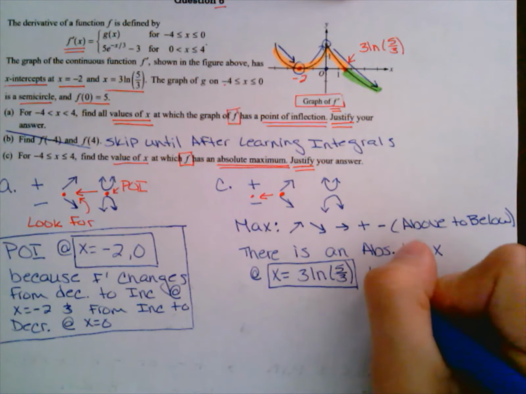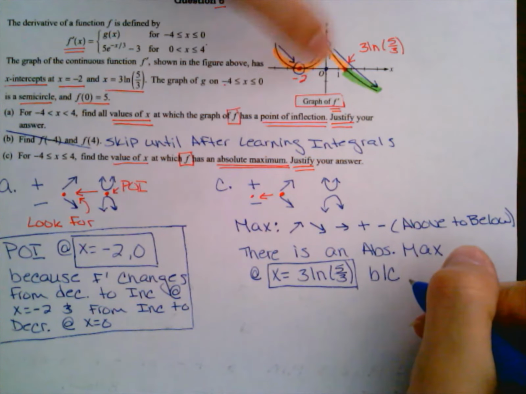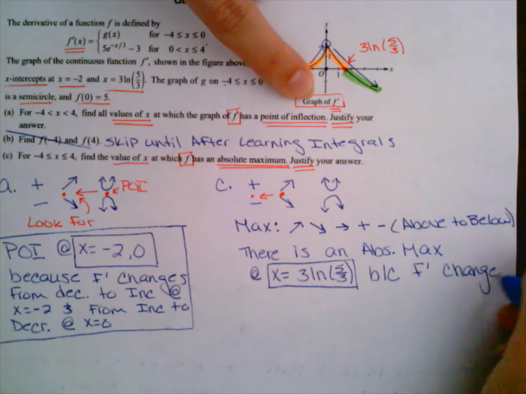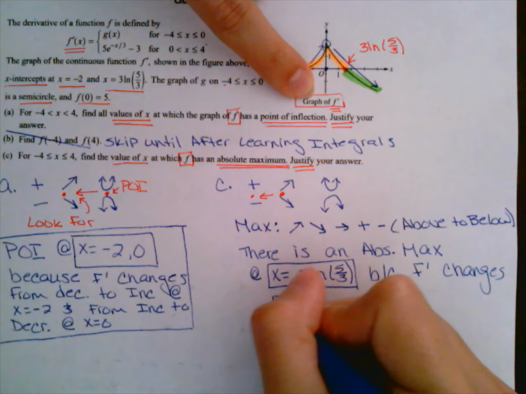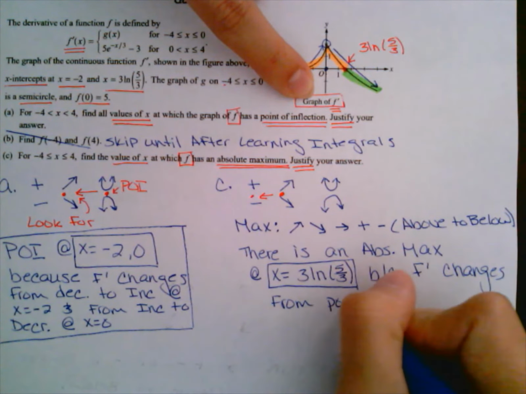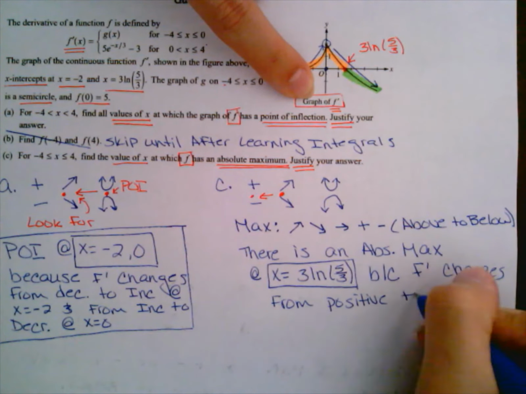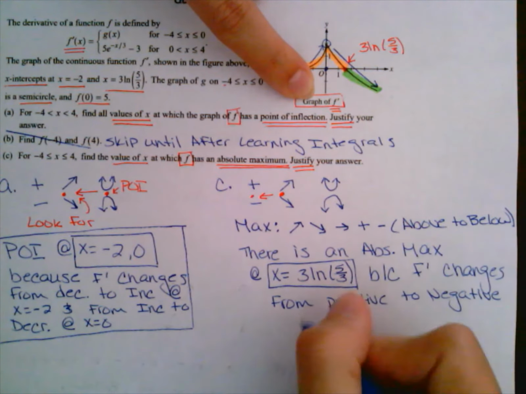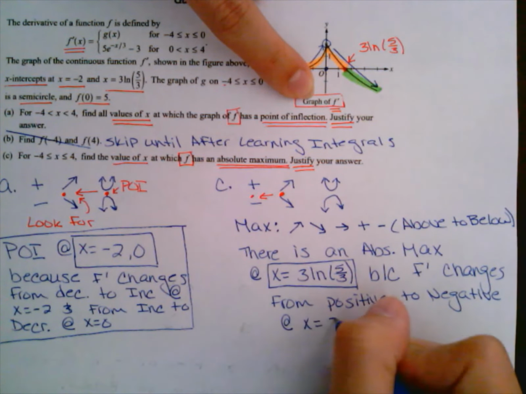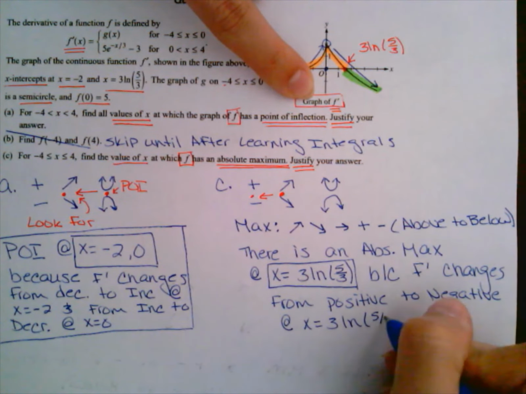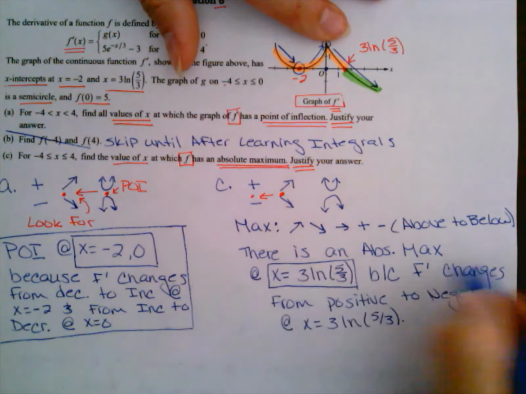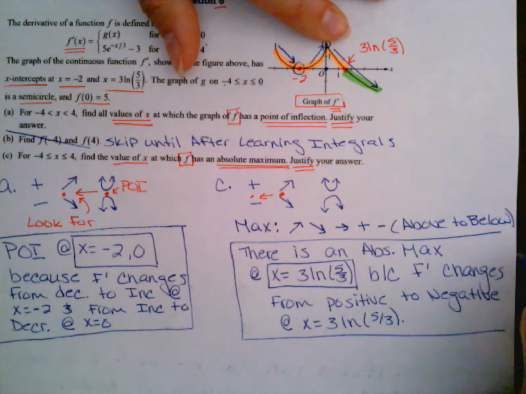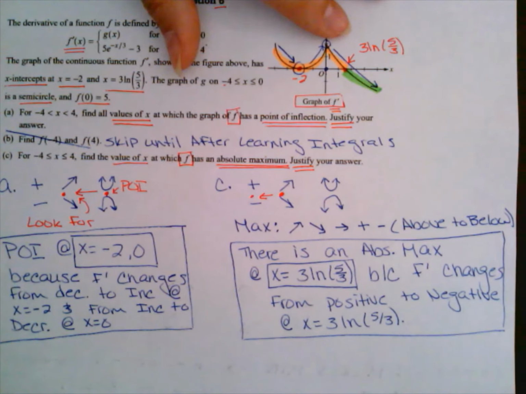So now I'm going to write because, I'll write BC. This is a graph of f prime. F prime changes from positive to negative at x equals 3 ln of 5 over 3. All right, so again, 1 point is given for that actual x value, and the second point is given for the explanation, the justification, okay?